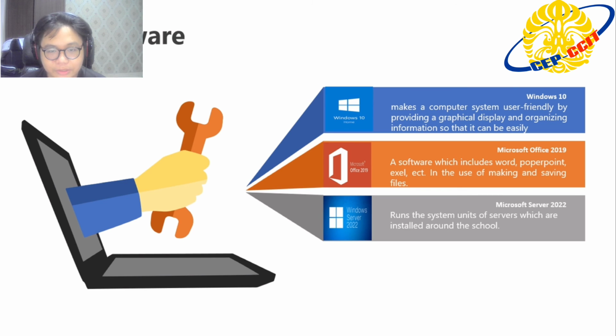Second is Microsoft Office 2019. It is software which includes Microsoft Word, Microsoft PowerPoint, Excel, etc. It is used for making and saving files. Then, last but not least, is Microsoft Server 2022. It runs the system's units of service which are installed around the school.